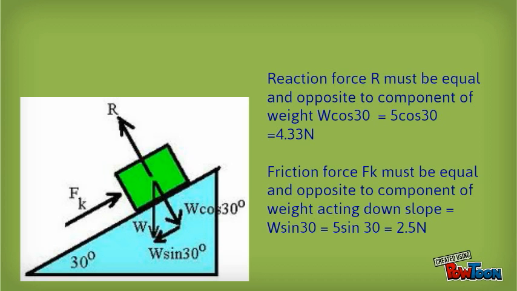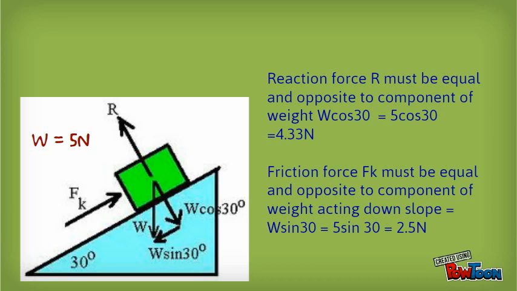Well, the reaction force R must be equal and opposite to the component of the weight that's acting in the opposite direction. So that is W cos 30. We're told that the weight of the box is 5 newtons, it's 5 cos 30, so that's 4.33 newtons.